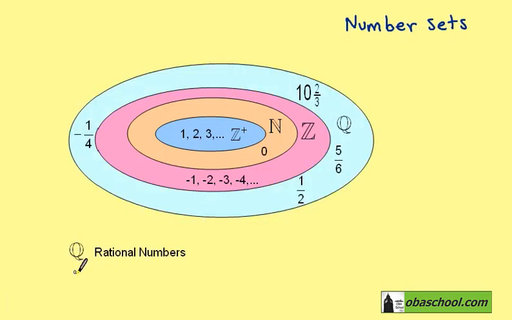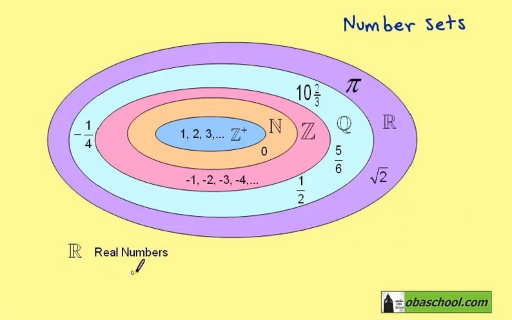The next number set is the set Q of rational numbers. Rational numbers include fractions. We can see fractions in this outer ring, but of course all of the other numbers are also fractions. If we consider 3, it could be written as 3 over 1, or even 6 over 2. So integers are fractions too. Therefore, the set Q contains all of the integers and all of the other fractions.